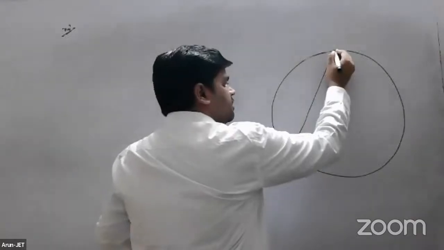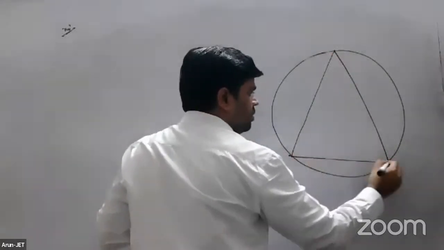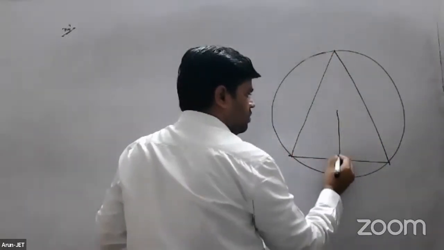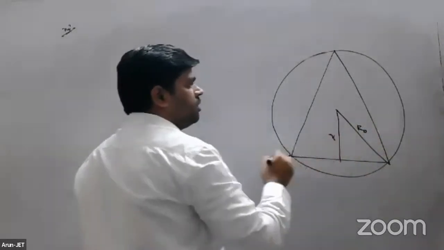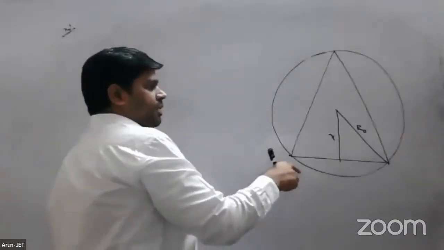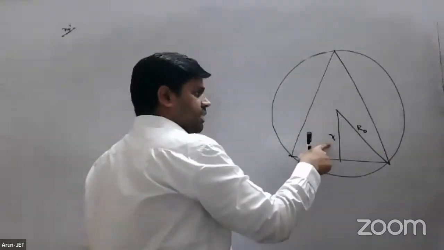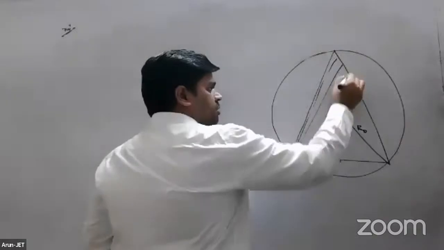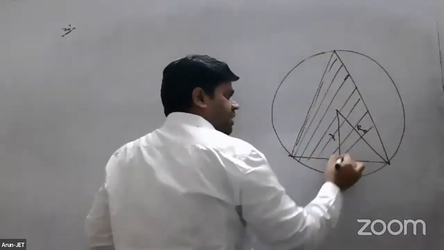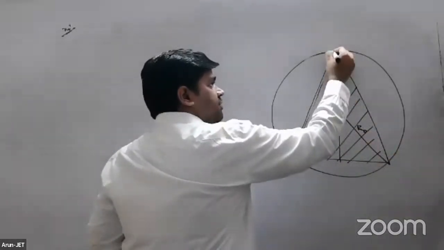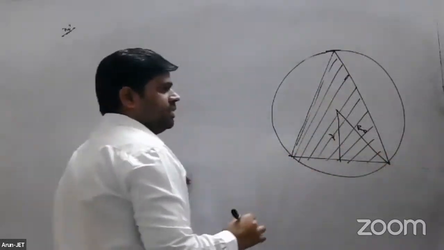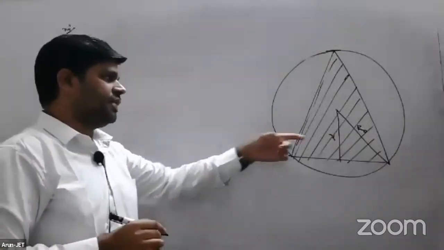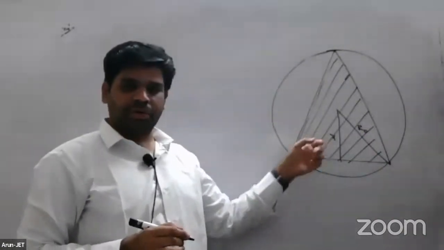I have a triangle like this. I have to find x such that the area of the triangle inscribed within the circle, with this point as one vertex and these two as the other two vertices, in a circle of radius r0, is maximum.